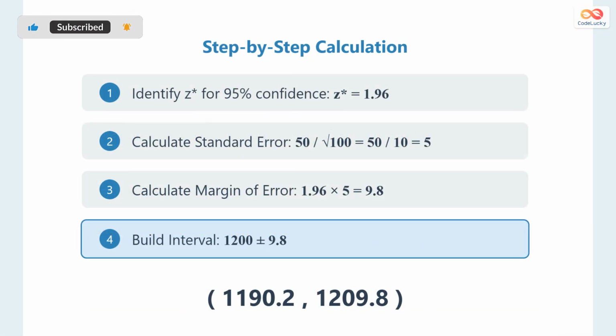First, for 95% confidence, our z-star is 1.96. Second, we calculate the standard error. 50 divided by the square root of 100 is 5. Third, we multiply 1.96 by 5 to get a margin of error of 9.8. Finally, we add and subtract 9.8 from our mean of 1,200. This gives us an interval of 1,190.2 to 1,209.8.